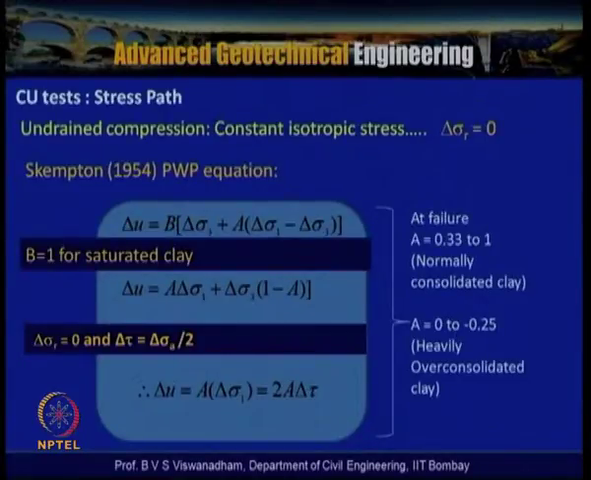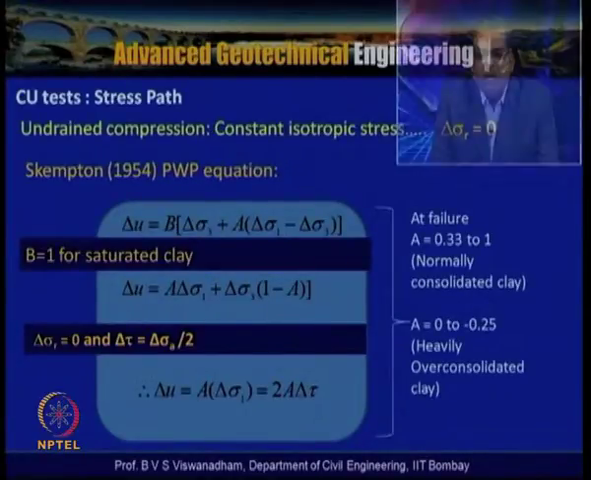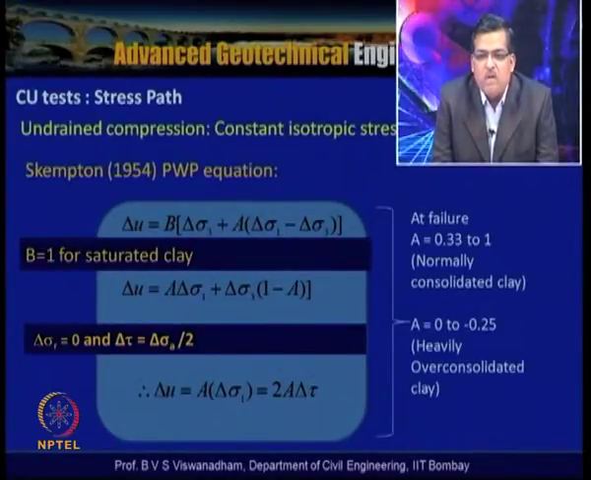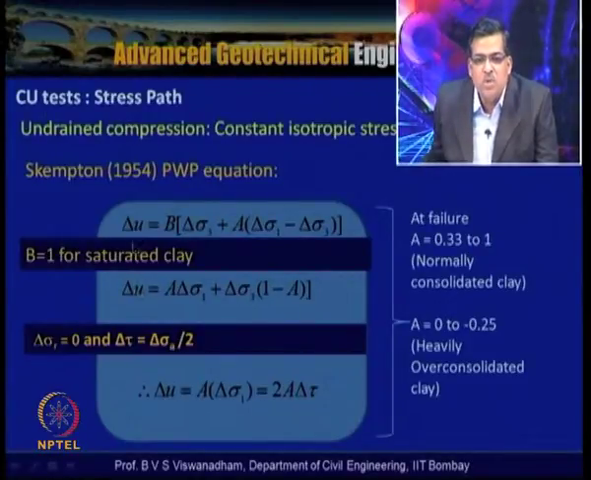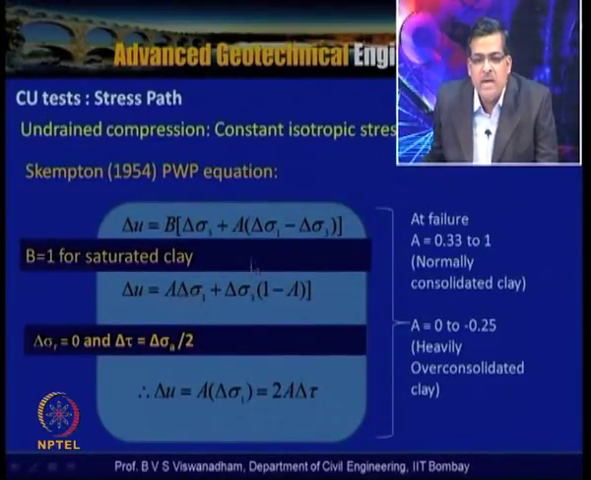So, for the undrained compression with constant isotropic stress, with the background of Skempton's pore water pressure parameters, we write the pore water pressure equation again: delta u is equal to B into delta sigma 3 plus A into (delta sigma 1 minus delta sigma 3). At failure, A is equal to 0.33 to 1 for normally consolidated clay, and B is equal to 1 for saturated clay. When you substitute here, what you get is delta u is equal to A delta sigma 1 plus delta sigma 3, which we have taken common, into (1 minus A).